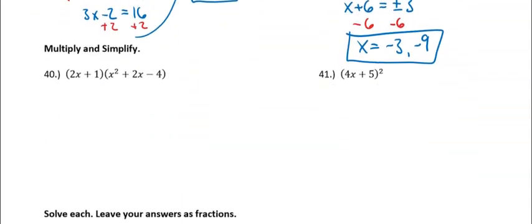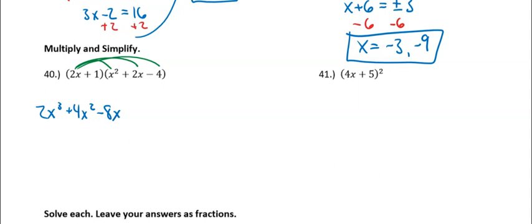If I look at this one, it asks me to multiply and simplify. And remember, when we're multiplying things that have multiple terms, I have to use my distributive property. And a lot of times I have to use my distributive property more than once. So in this one, I'm going to distribute the 2x to all three terms over here. And when I do, that's going to give me a 2x to the third. Remember, we add the exponents when we multiply, plus a 4x squared, and then minus an 8x.